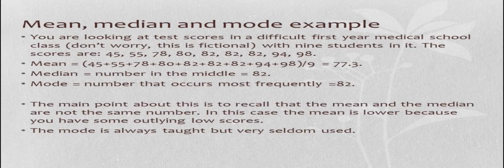The mean is just you add them all up and divide by 9, which is how many there are. And I did the math for you at 77.3. The median is the number that's in the middle when you lay them all out lowest to highest, right? So the number in the middle is the 5th number, and that is 82. And the mode is the number that occurs most frequently in the list, and in this case 82 occurs 3 times, so that is the mode.